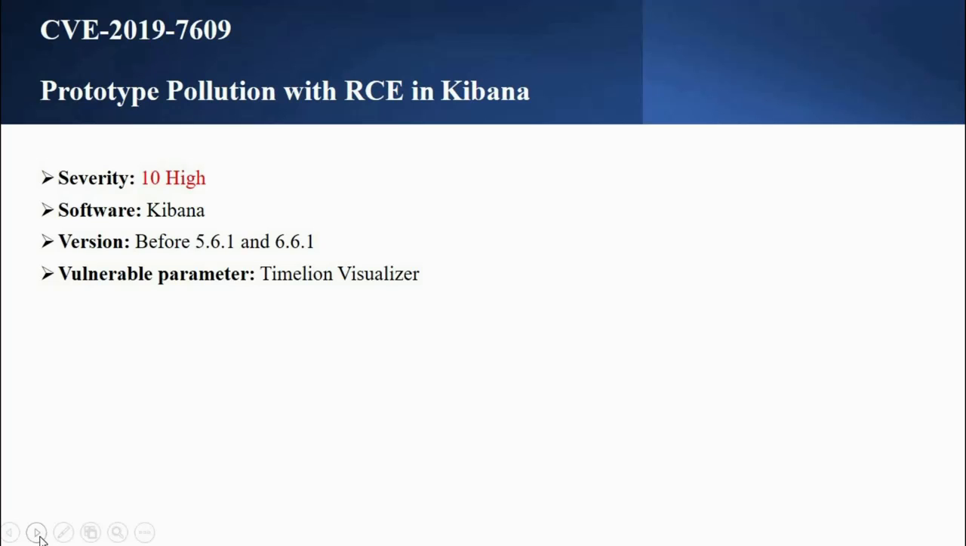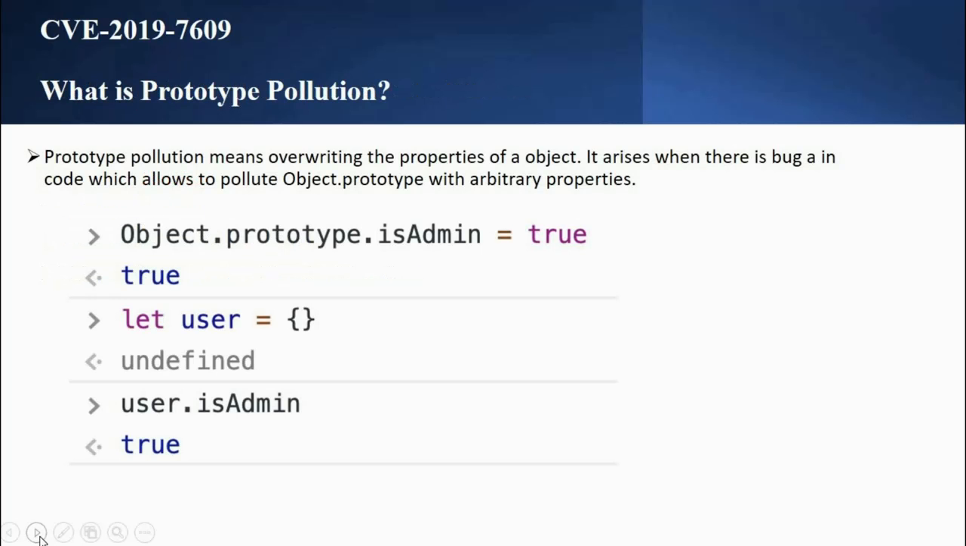The reported vulnerability severity was 10, which is very high, and the affected versions were earlier versions of 5.6.1 and a specific 6.6.1. The vulnerable parameter was the timeline visualizer. And to start with, a basic introduction of the prototype pollution vulnerability.